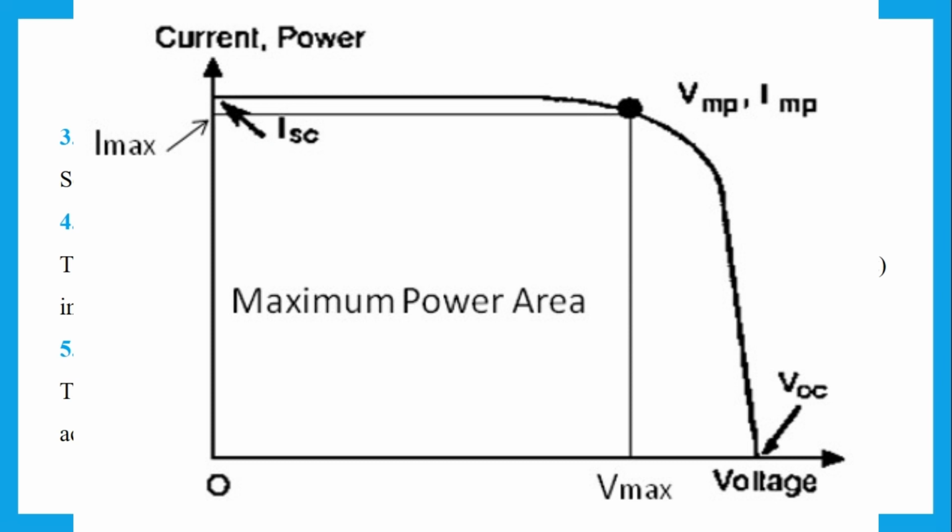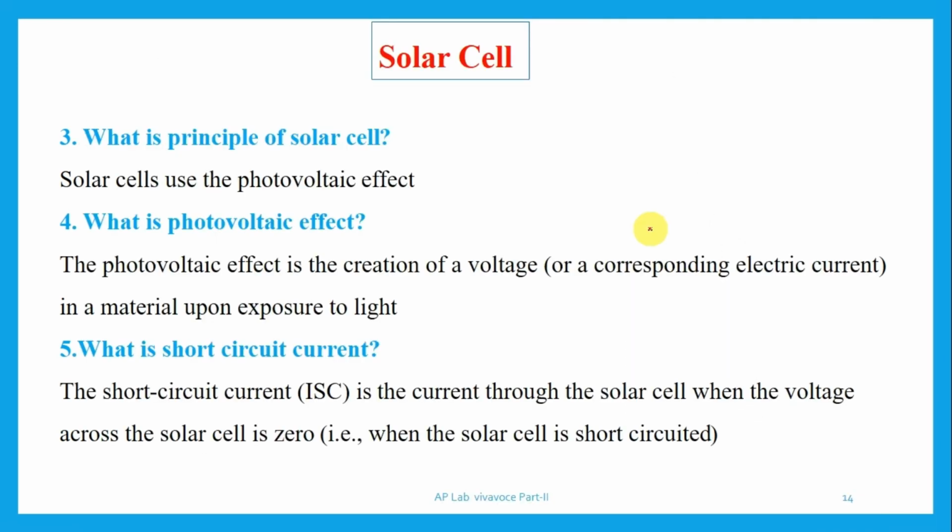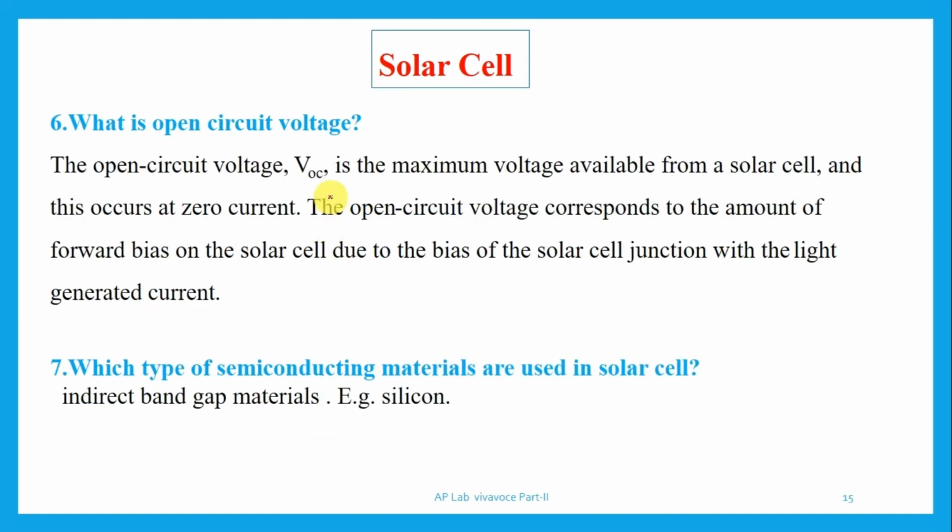Now we will see what is short circuit current. Short circuit current is the current through the solar cell when the voltage across the solar cell is zero. When we make the voltage zero, we short the circuit, meaning the resistance in the circuit is zero. Then we measure the current. That is short circuit current. Then we have open circuit voltage. When the resistance in the circuit goes to infinity, or we open the circuit, whatever voltage exists is called open circuit voltage.